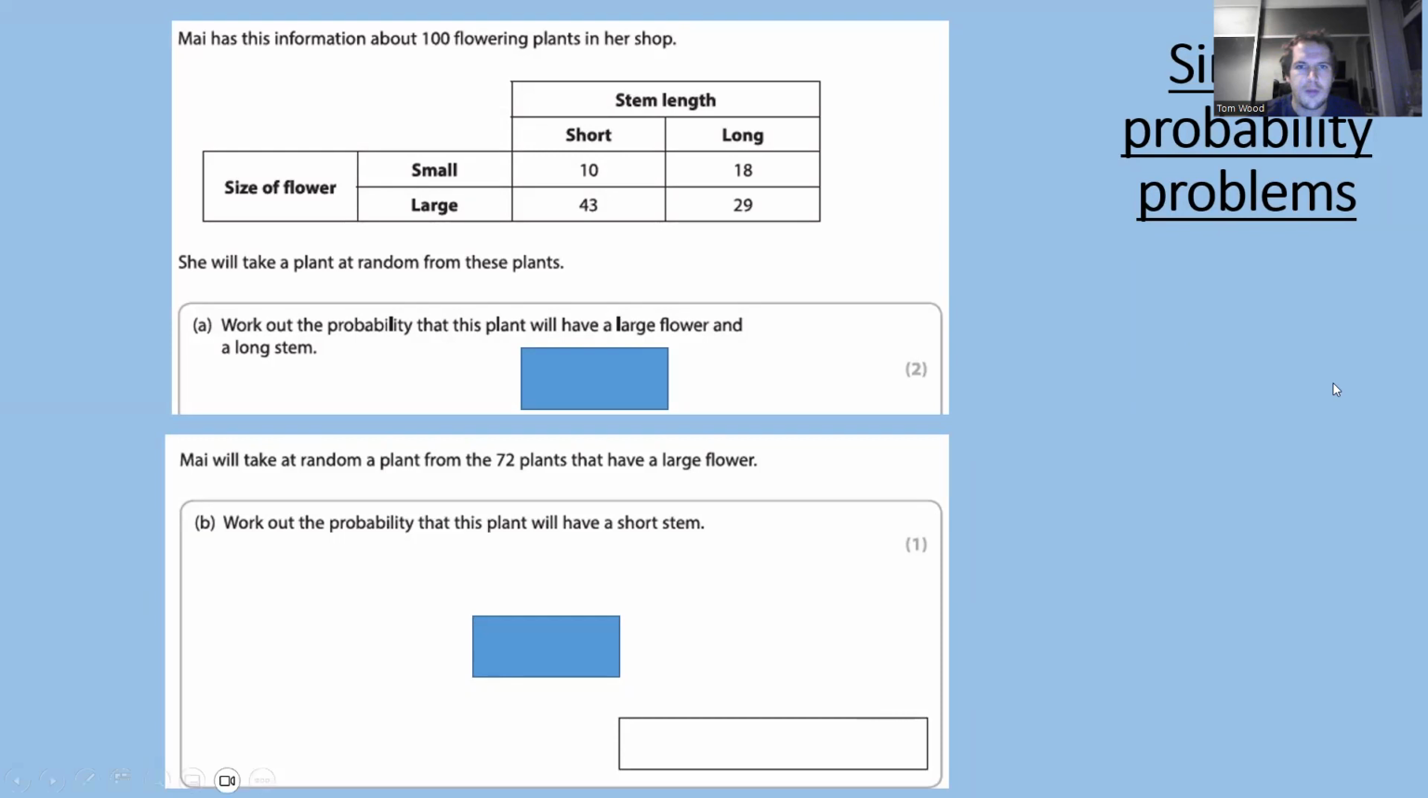So we've got our plants here. Who have we got? It's Mia, I believe. So Mia has this information about 100 flowering plants in her shop. Okay, so we've got stem length there. We've got the size of flower there. And what we want to know is, she's going to pick one of them at random. What is the probability that the plant will have a large flower and a long stem?